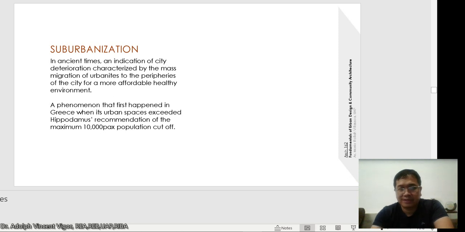So if you're already beyond the cutoff of 10,000, people usually move to the peripheries of the city because it's more affordable. If you think about this, guys, in the context of the modern era, when you go to Manila, the cost of living is much higher since it's the capital of the Philippines. But when you go to the provinces, it becomes a lot cheaper, and I think the air is also cleaner and with fewer people as well.